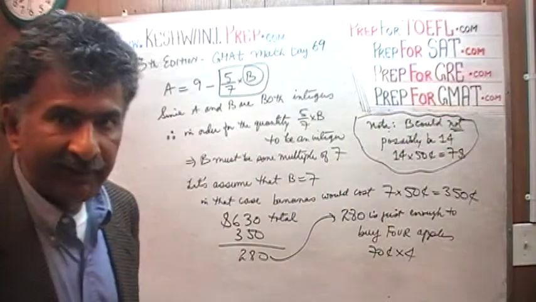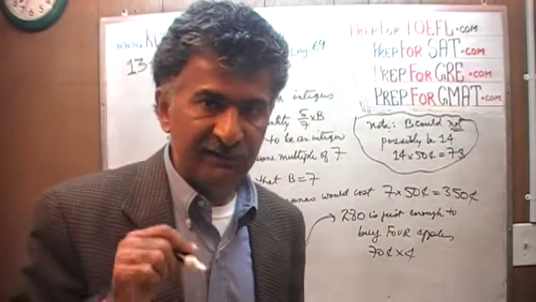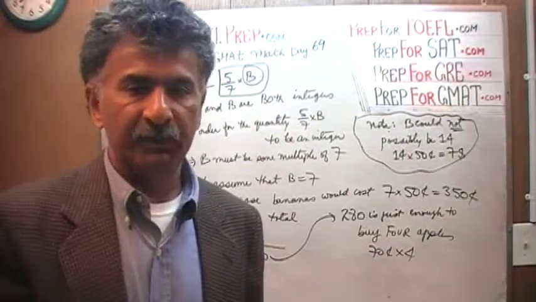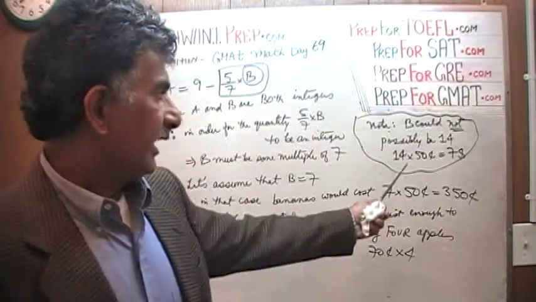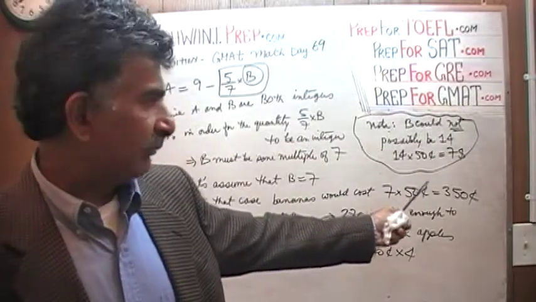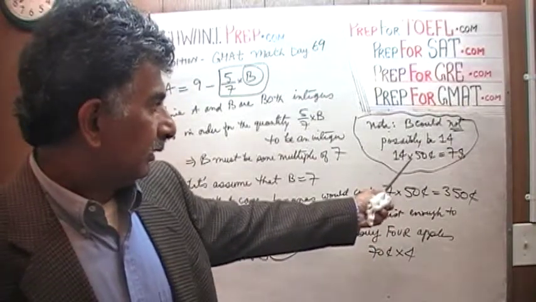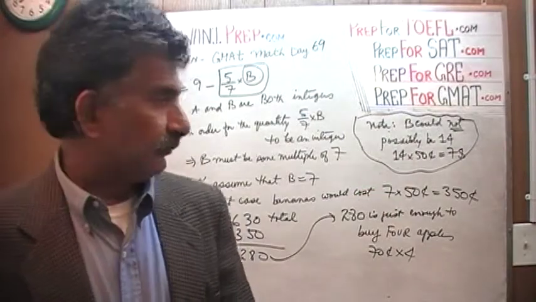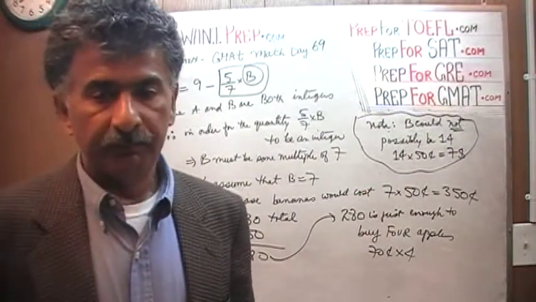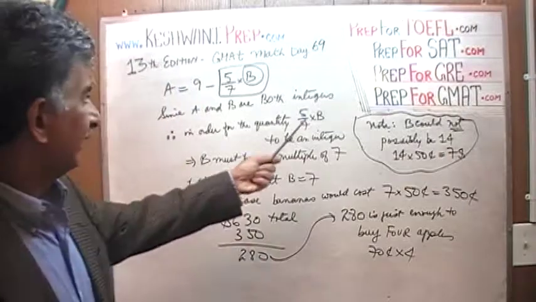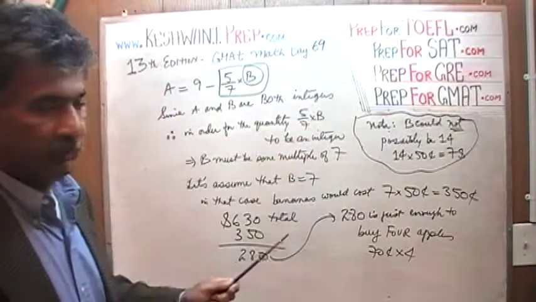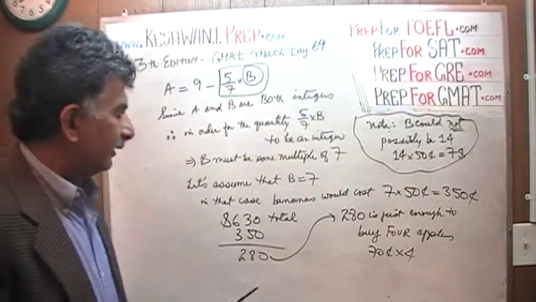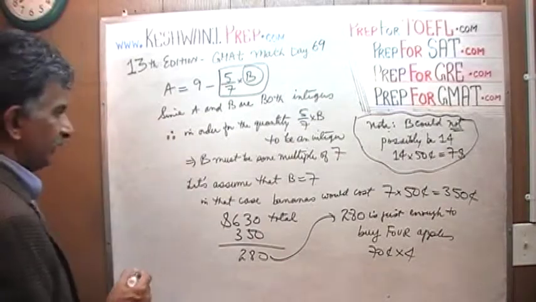To say nothing of the fact that the question specifically tells us that the person is buying both apples and bananas. He can't even buy this. That's not even enough money to buy the bananas, if you were going to buy 14 of them, because it has to be a multiple of 7, because the quantity B has to be divisible by 7, because 5 cannot be divided by 7. That's it. We're done.